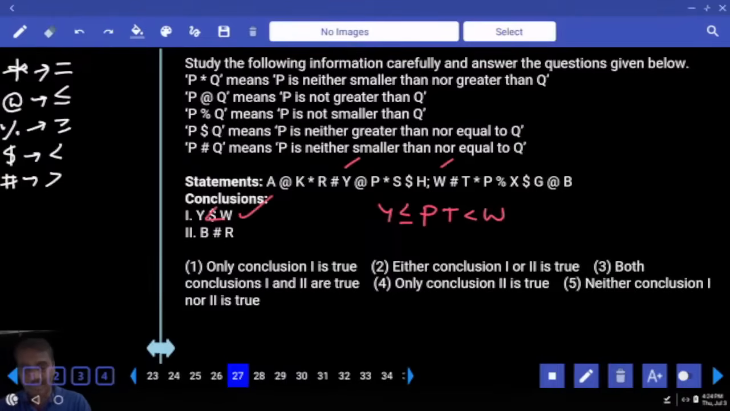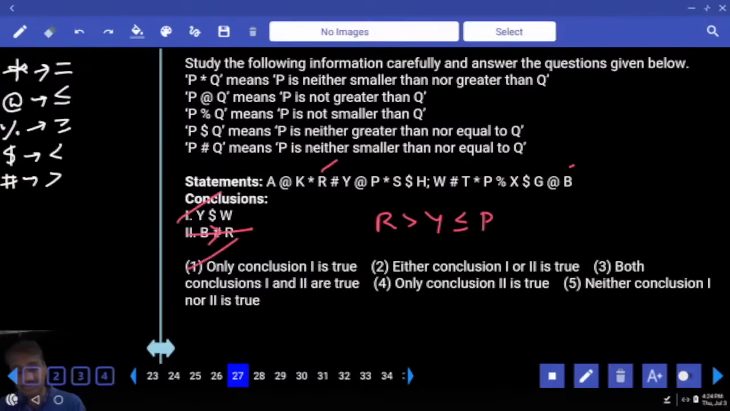The next one, B hash R. Hash means B greater than R. Now R is here, B is here. Which element is common? P is common. R hash, R greater than Y. R greater than Y, Y lesser than or equals to P. Now between R and P, opposite symbols, no relation. Only one. Only one is given in the choices. 1, question number 27.